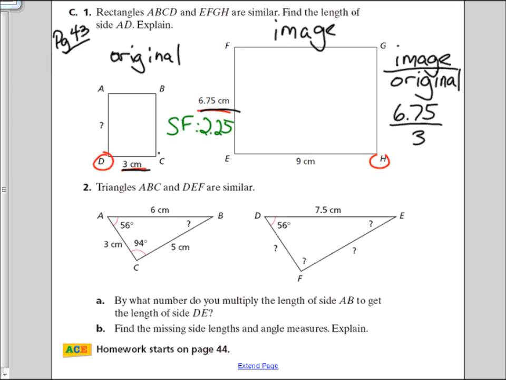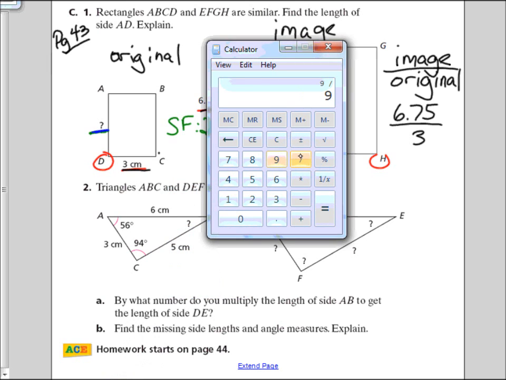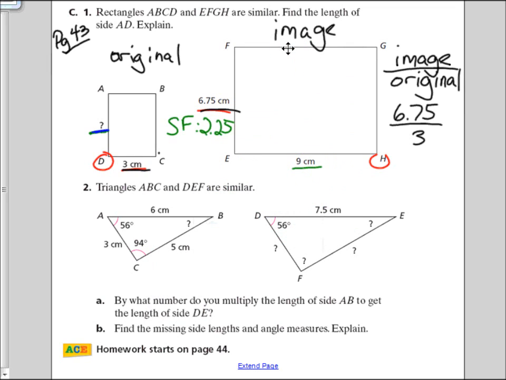That means any length over here, I don't have it right here, but any length over here, I just multiply times 2.25. The opposite is the same. Any length over here, I can divide by 2.25 to get the length from the original. So again, I'll take 9 centimeters divided by 2.25 to find this missing length right here. So 9 divided by 2.25, and my missing length is 4.